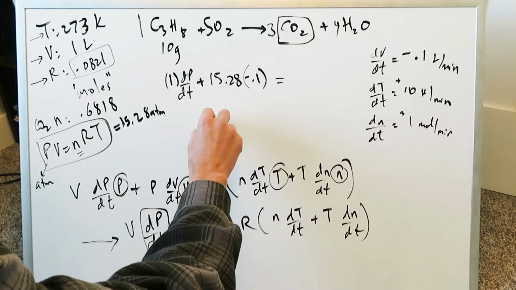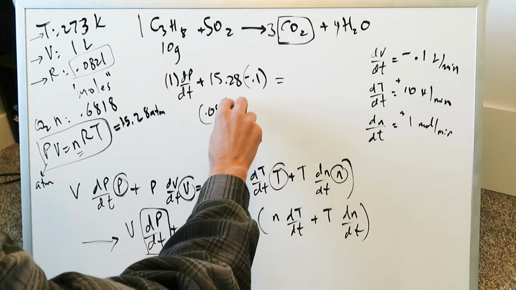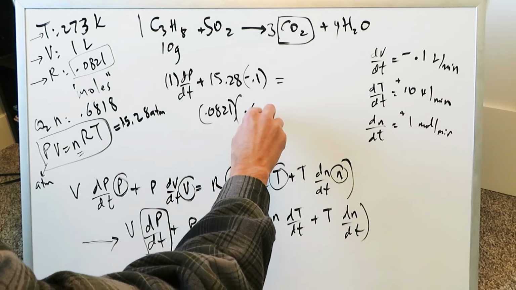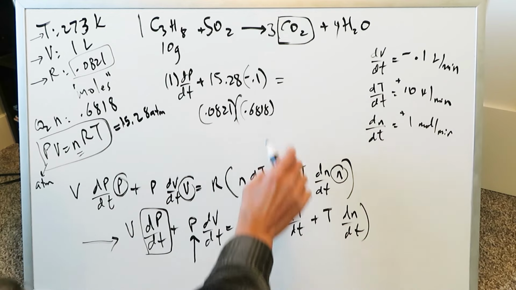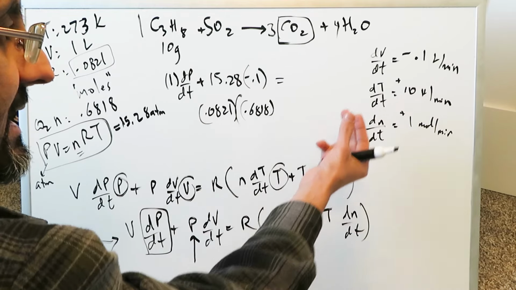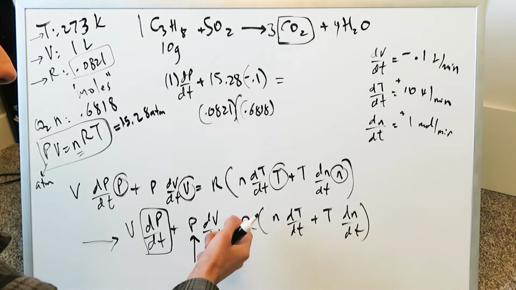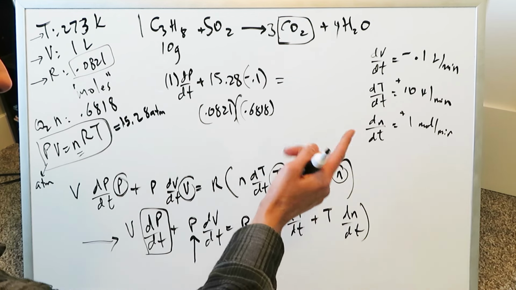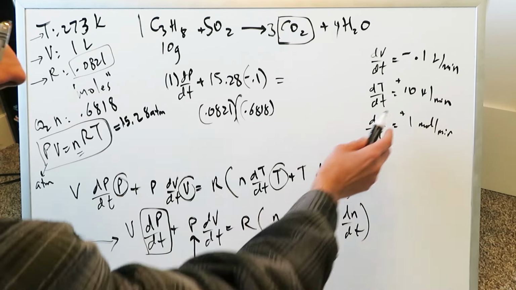I have an R which is 0.0821. I have an N. I've calculated that N to be 0.6818 times change in temperature over change in time. My temperature will increase, meaning we're going to heat the flask also on top of that. As the temperature increases, pressure increases as well because the molecules start moving faster and the pressure increases.